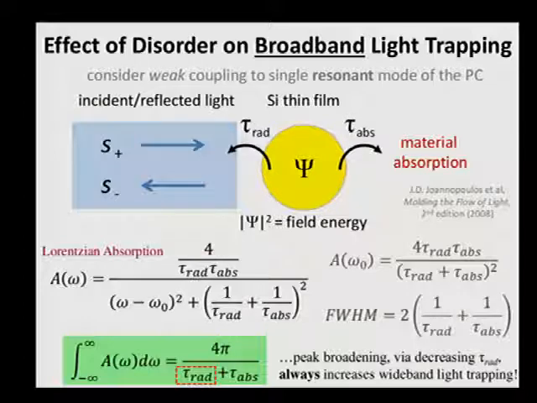Increasing disorder tends to reduce the lifetime of the mode, in effect making it easier for the light to leak out of the mode, which increases the broadband light trapping because the material absorption, tau abs, is mostly unaffected. In other words, as we apply disorder, tau rad goes down, the lifetime becomes smaller, but tau abs mostly remains unchanged, and therefore the broadband light trapping increases.